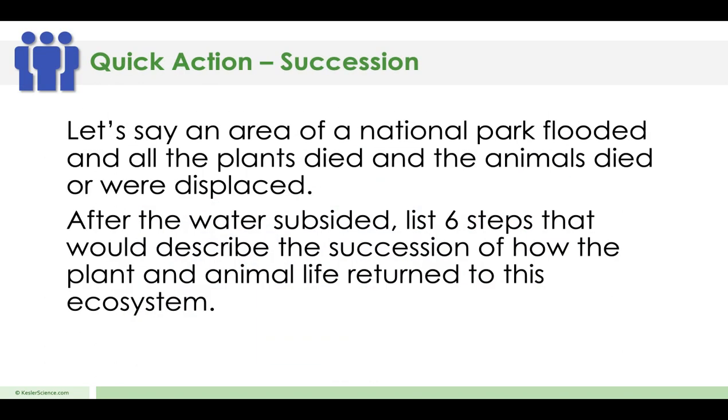So let's look at an example. On the notes attached, you're going to list the 6 steps that would go along with this question. So let's say an area of a national park flooded and all the plants have died and the animals died or were dispersed. So they were scattered all over the place. After the water subsides, what would the 6 steps of succession be for how plant and animal life would be returned to that ecosystem?